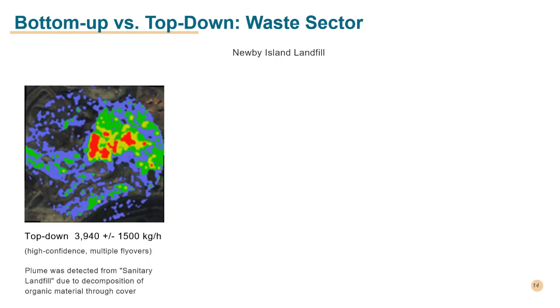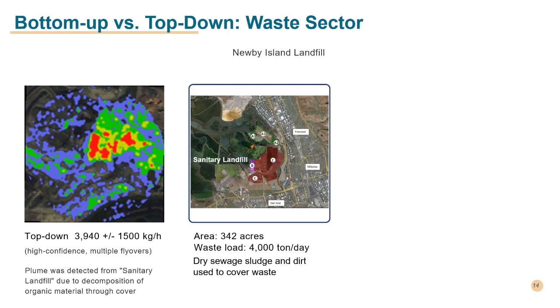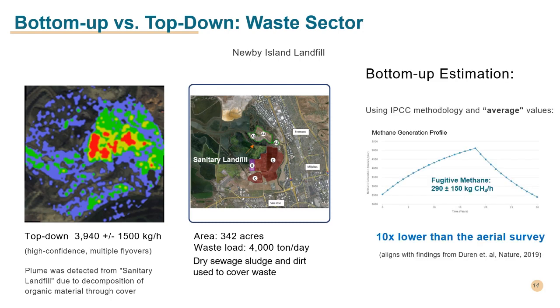Here we have a landfill with a top-down estimate of about 4,000 kilograms per hour. For the bottom-up, different types of information is needed, like the area, the type of the facility, the waste, and facility-specific information, like dry sewage, sludge, and dirt used to cover this waste. When we do a bottom-up estimation, we use IPCC methods, and they use an average value. But as you can see, our estimated values are about 10 times lower than the aerial survey. This could be attributed to the fact that perhaps estimations and averages are not useful for different facilities, as you can see for this one.